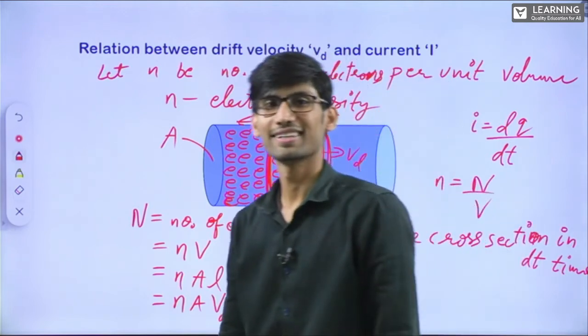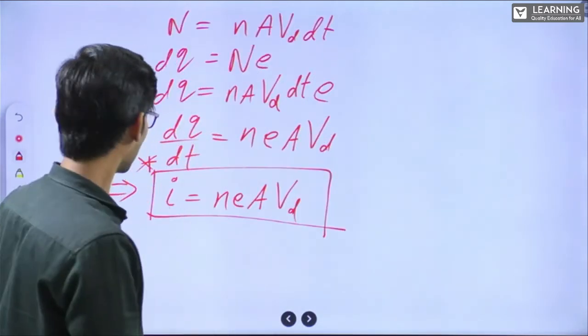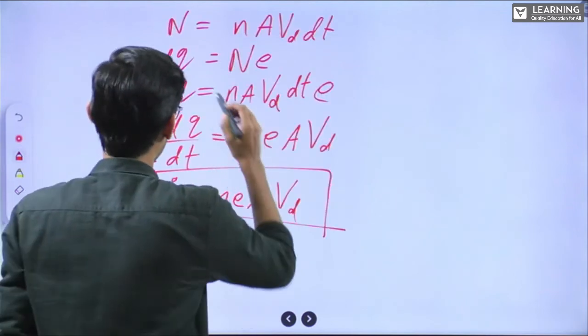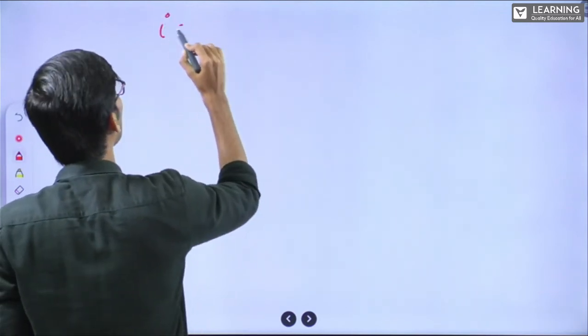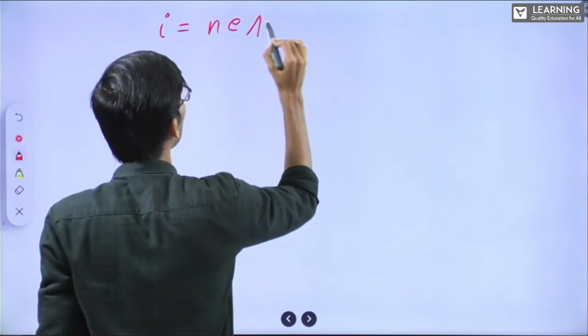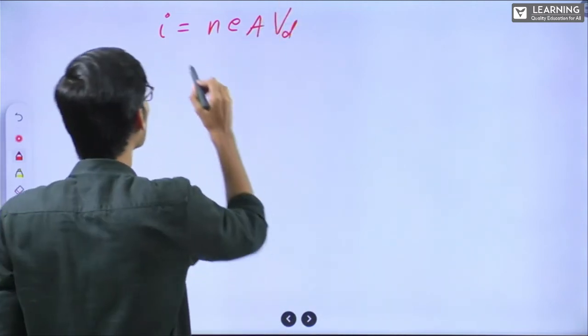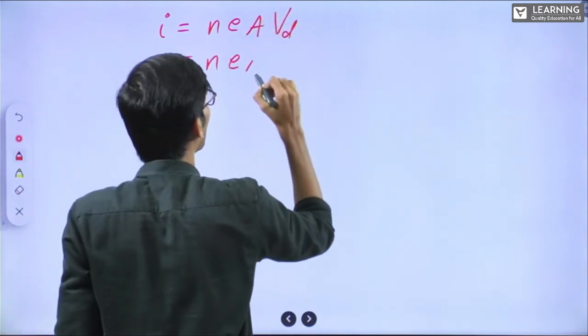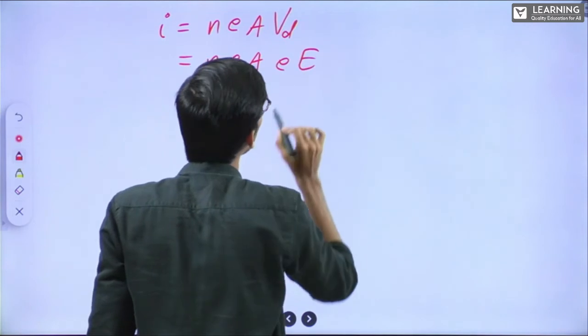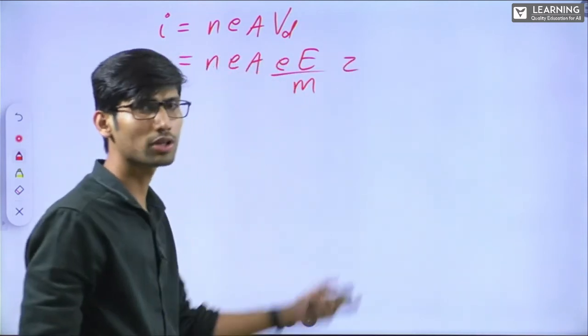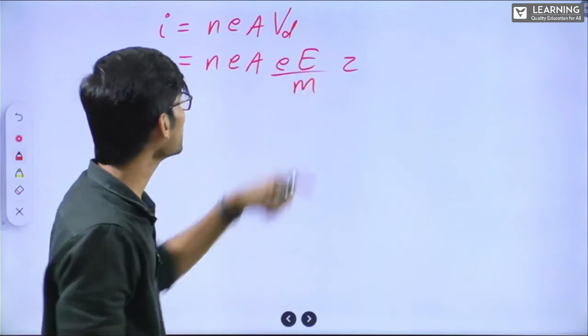Okay. Next. From here, see, I is equal to N e A Vd. If I open this Vd, we know the formula of Vd. It is e into E by m into tau. Tau means tau average, correct? E is V by l.